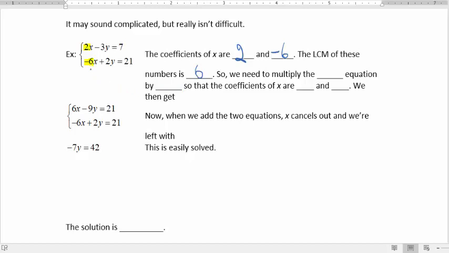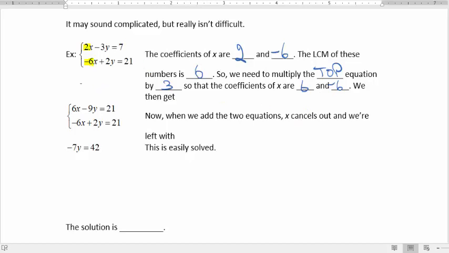So in this case, the only one you need to multiply is the top equation by, well, how do you turn 2 into 6 by multiplication? You multiply it by 3. Because once you do that, the coefficients will be 6 and negative 6. And then what will happen with 6x and negative 6x is they'll cancel out.